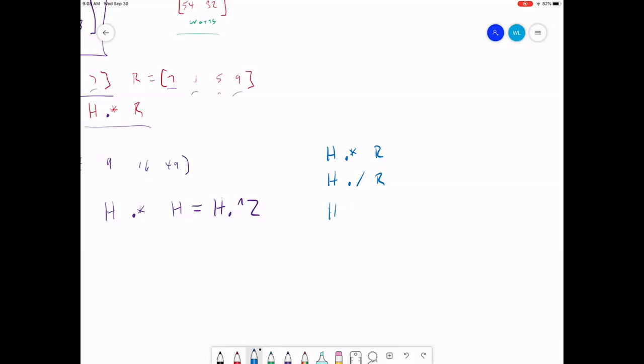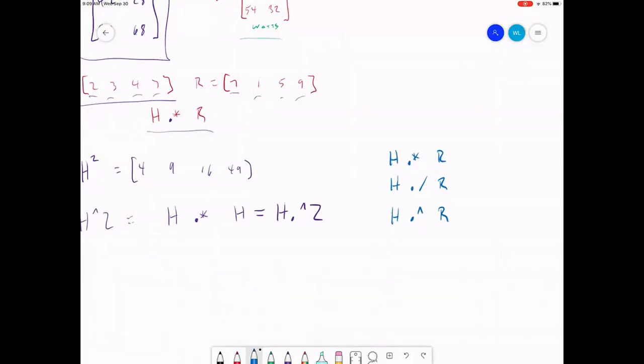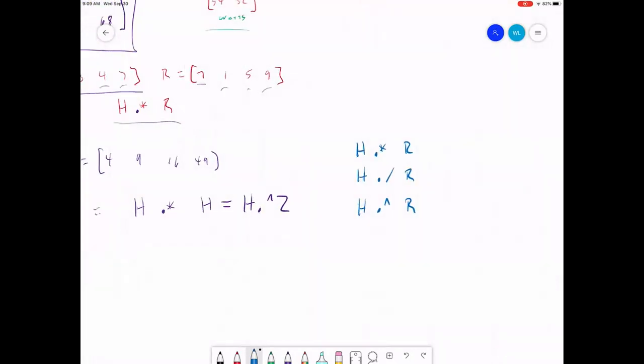You use it for raising the powers as well. So we could have 2 to the 7th, 3 to the 1st power, 4 to the 5th, and 7 to the 9th if we raised h to the r power. Totally okay to do that. And then, of course, for squaring or cubes or whatever, remember that h squared is really just h times h, and h cubed is really just h times h times h. So unless you're explicitly trying to do matrix algebra, it's a good idea to use your dot operator for any of these operations: multiply, divide, and power.